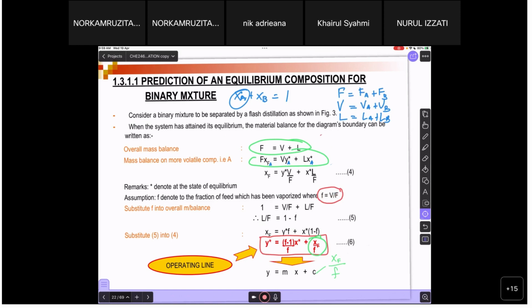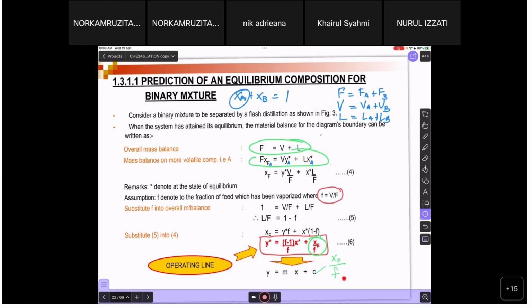With the small f, you need to substitute in this equation, which is called the operating line. The operating line is very important in distillation, because you need it to solve the problem. For each distillation column, you have a different operating line.